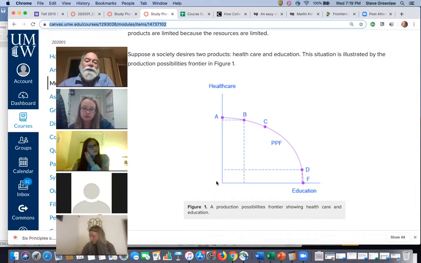Similarly, if we took all of those resources and spent them on education, we're going to be on the education axis at a point like this one, F. Most countries don't spend all of their resources on one good or another, and the US is no different. Instead, they choose some combination of the two goods, healthcare and education.